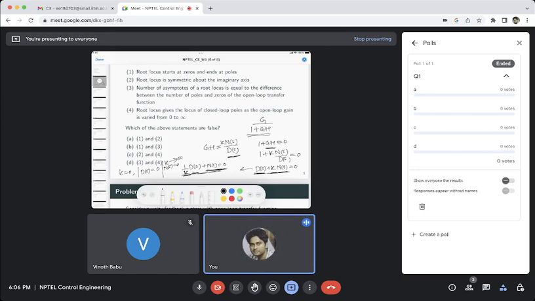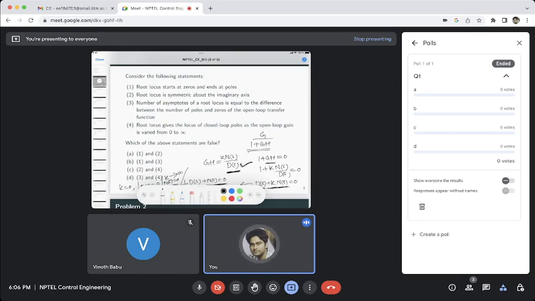As you can see, 1 by k will be 0, so N(s) equal to 0, and thus D(s) equal to 0. From this you can see these are the open loop poles, right? D(s) equal to 0 and N(s) equal to 0 are the open loop zeros. So root locus will start from open loop poles and it will end, as k goes to infinity, in the open loop zeros. So the first statement says that root locus starts from zeros and ends in poles of the open loop, so it is a false statement.